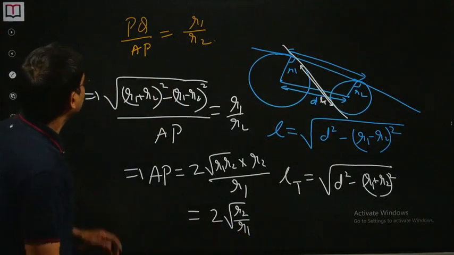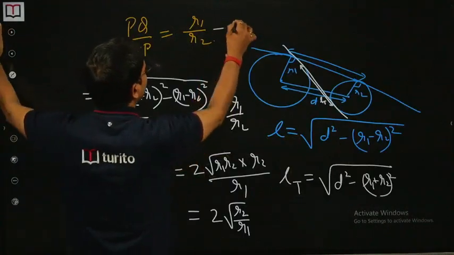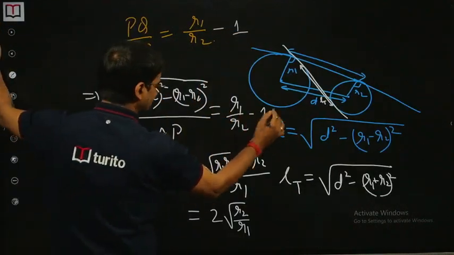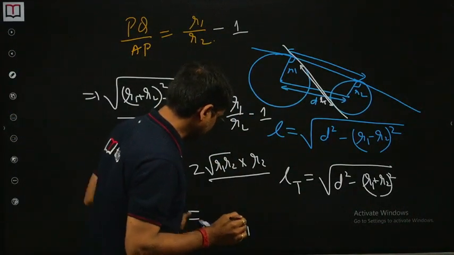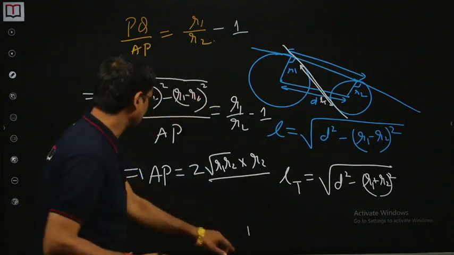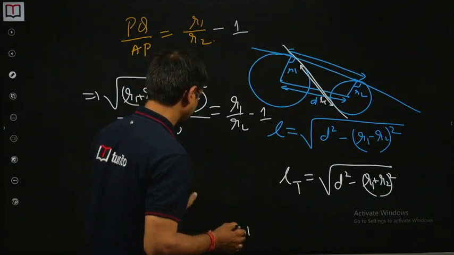Okay, wait, there's a mistake, just a minute. Yeah, the 1 has to be on that side. I think you people would have noticed it. How can I notice it? Because the result which I got was not matching with this one. So just a minute.